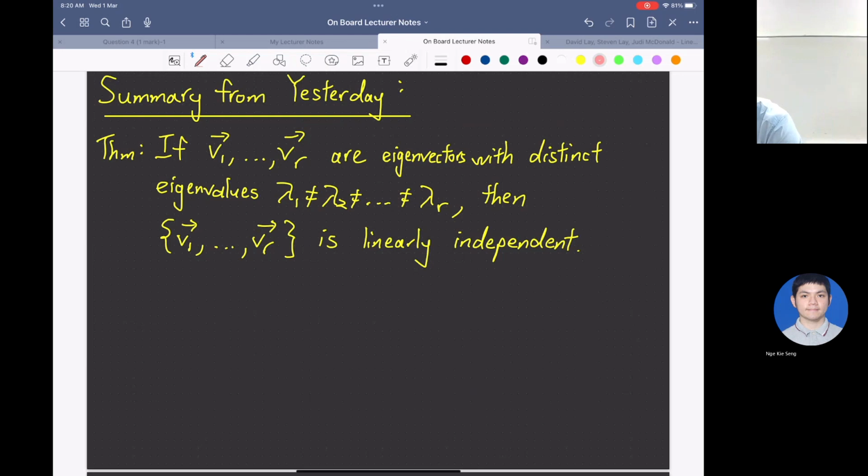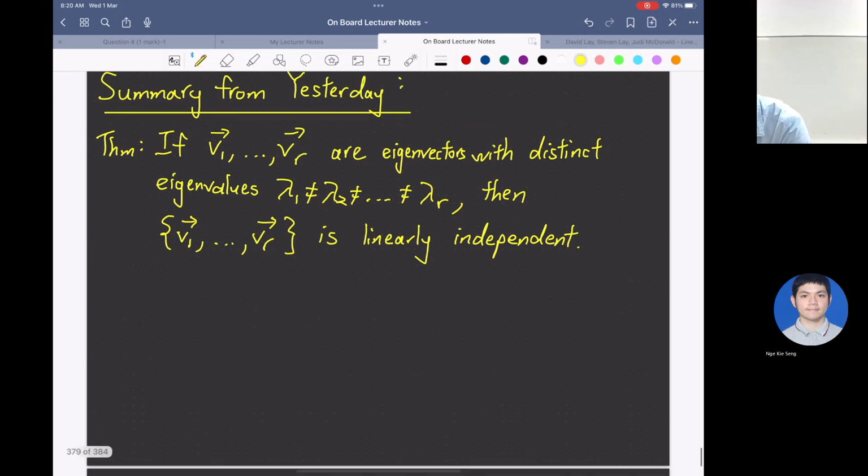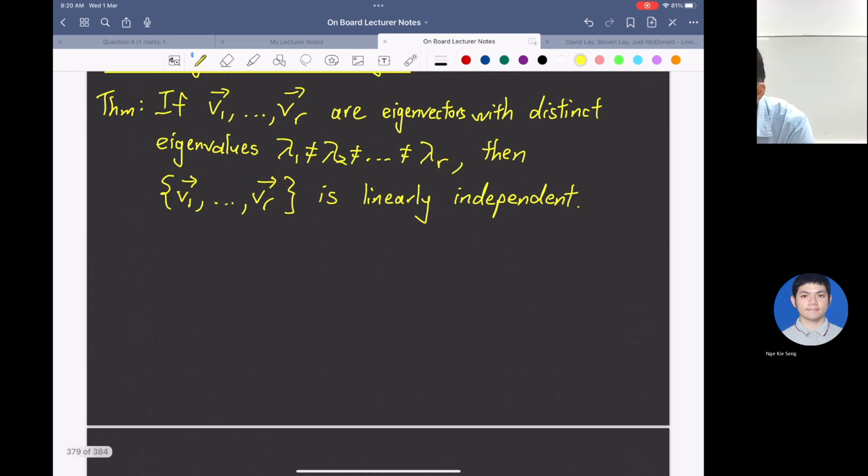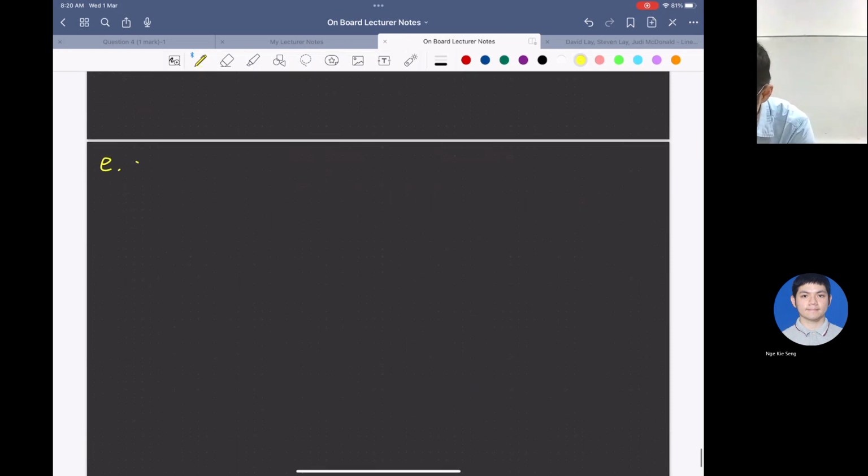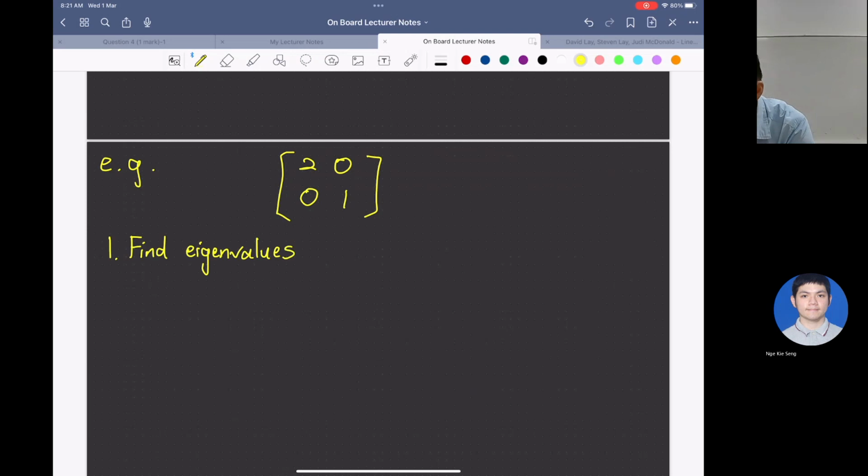Okay, let's do a summary of what we studied yesterday. Let's talk about an example. What we did yesterday is, given a matrix, we try to find the eigenvalues from the determinant of A minus lambda I, which we call the characteristic polynomial.